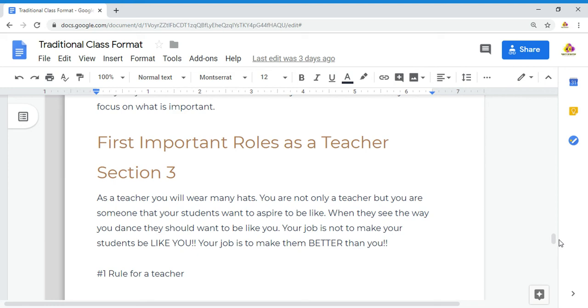First, important roles as a teacher. Now this section is the most important section of this whole entire chapter. So when you get your notes, put a big star next to this, because when you have your quiz, exam, test, whatever, I'm going to be focusing a lot on this. This is something that every student turned teacher needs to get through their skulls. This is number one for me.